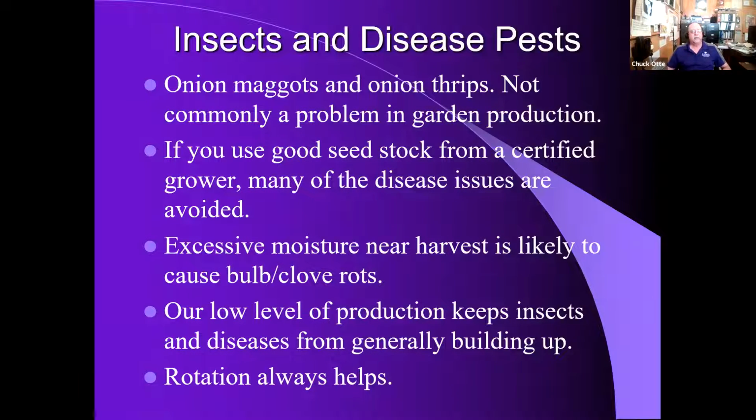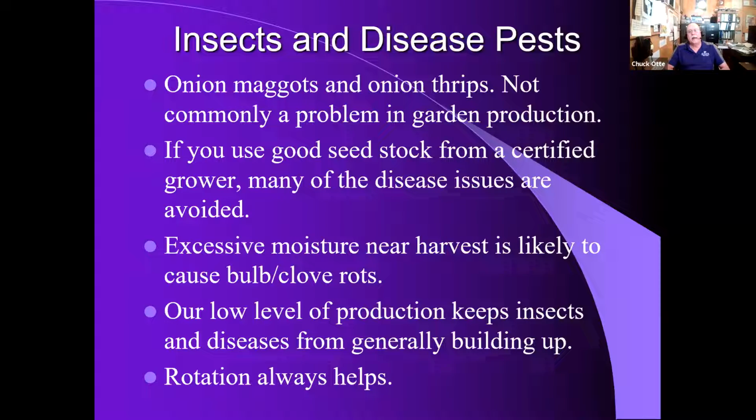Insect and disease pests. We're fortunate that we don't grow thousands of acres of garlic in Kansas, because we don't have the opportunity to build up a lot of insect or disease pests. Now, the only insect pests we're going to see are onion maggots or onion thrips. Occasionally I'll get maybe a wireworm that starts to get into one, or maybe a white grub, but really not much of a problem in Kansas garden situations.